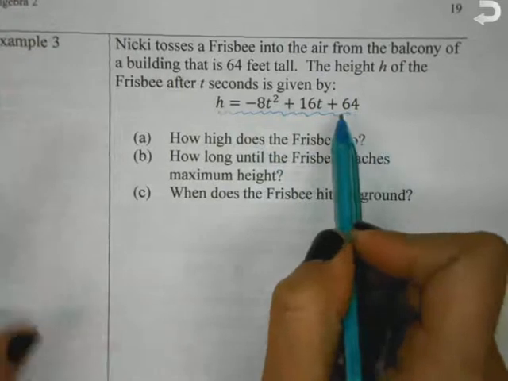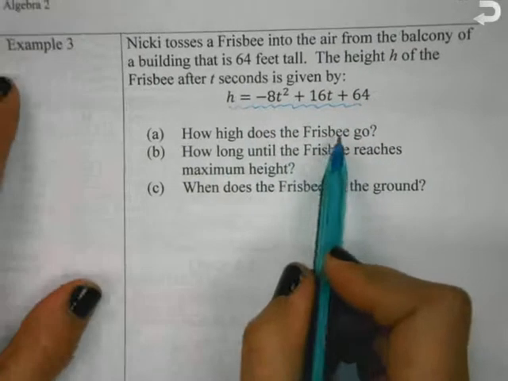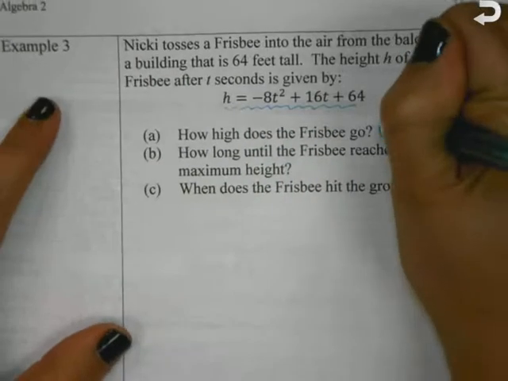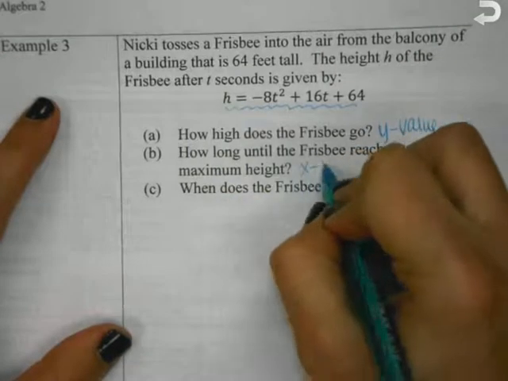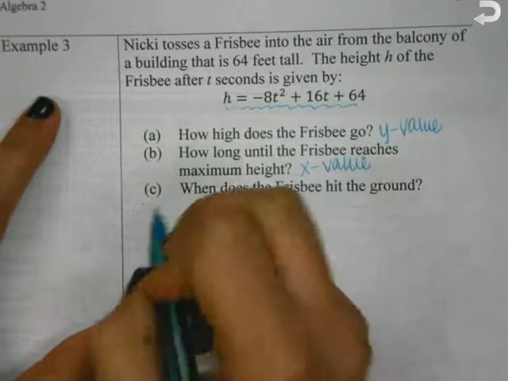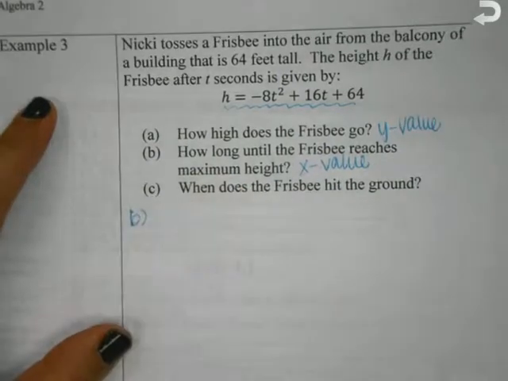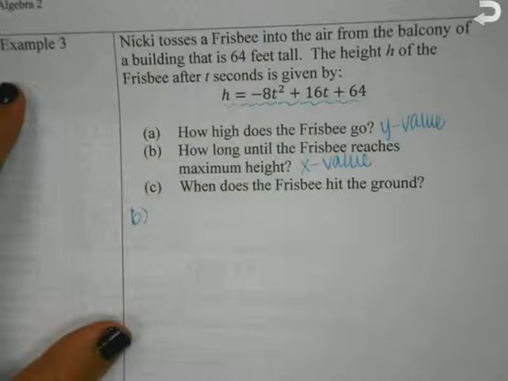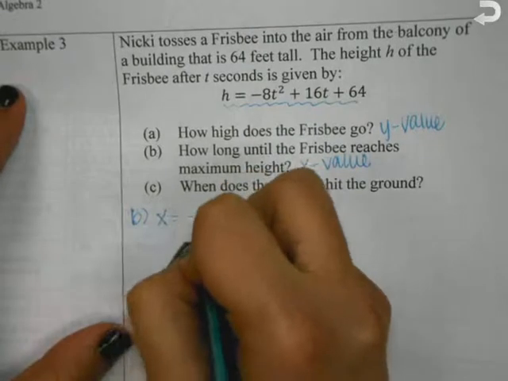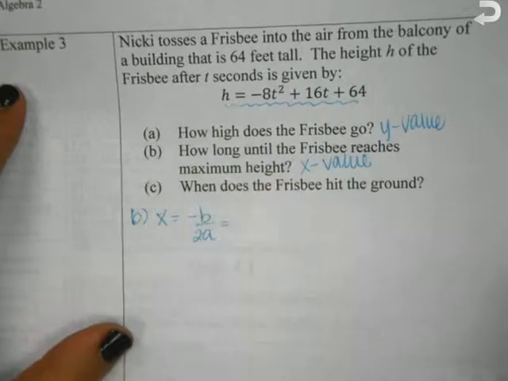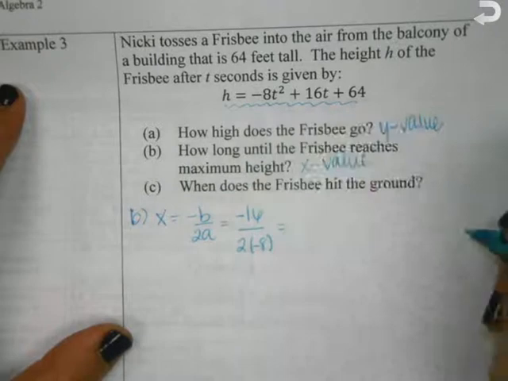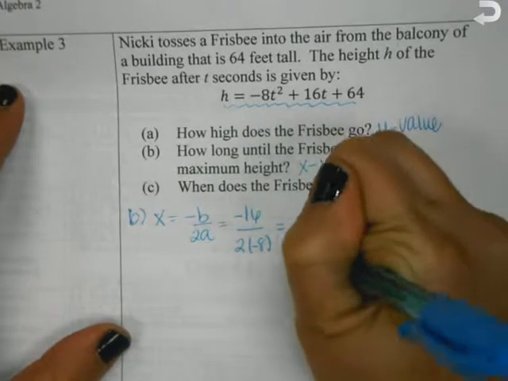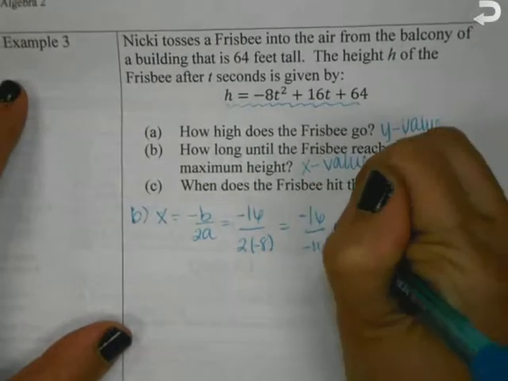Remember, the height is our y value, so we can't answer that until we know what the x value, the time. Okay, so I have to answer part B first. How long until the frisbee reaches maximum height? That's asking me what is the x value of the vertex. So I'm going to plug it into negative b over 2a. So that gives me negative 16 over 2 times negative 8. So that's negative 16 over negative 16. So I reach maximum height after only 1 second. And then my frisbee starts to fall.